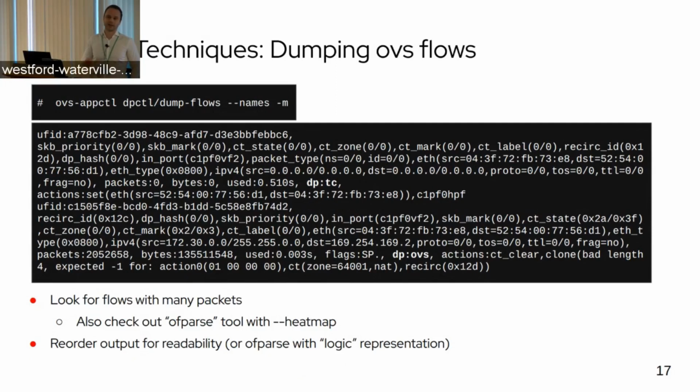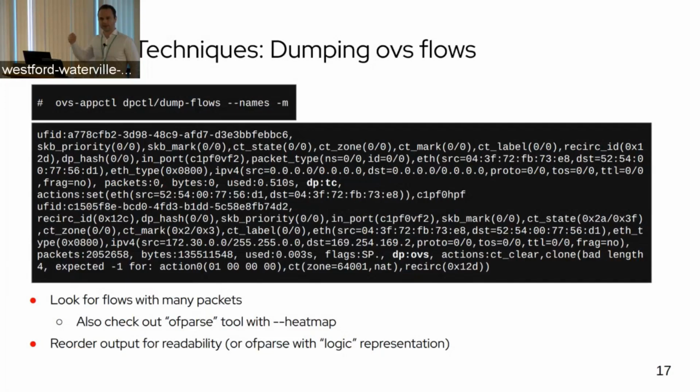What you actually can use is a tool called ofparse, which was presented last year by Adrian. It's very useful because if you pass the heatmap flag, it will highlight which flows see a lot of packets. Those are the flows that you want to look at, right? Another thing you then do is get rid of the flows you don't care about. So you have a list of flows that are really being hit by the traffic that you're running in the background.